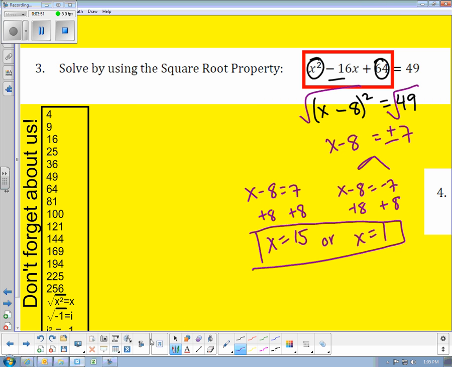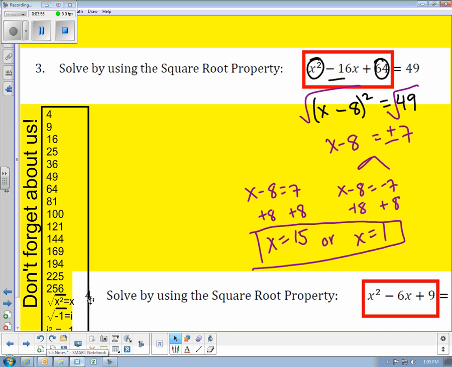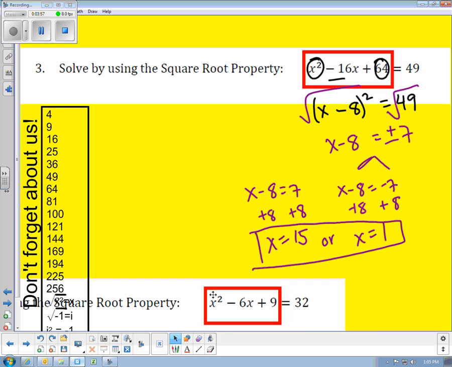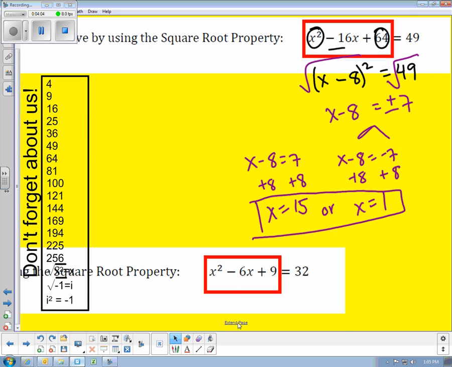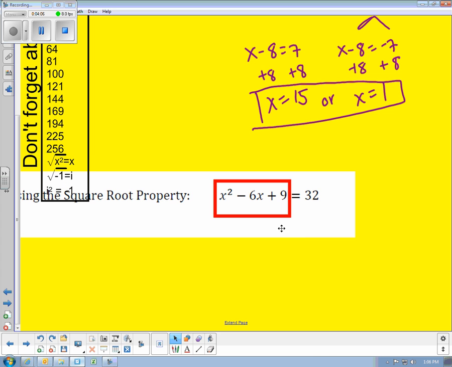So that was using the square root property. Now completing the square is going to be kind of similar to that. Let's just try it one more time. If we had something like x squared minus 6x plus 9 is equal to 32, what's different here is that we're still looking at x minus 3 quantity squared. This is still a perfect square with a negative middle term.